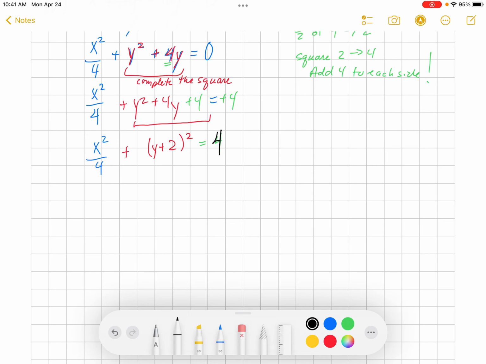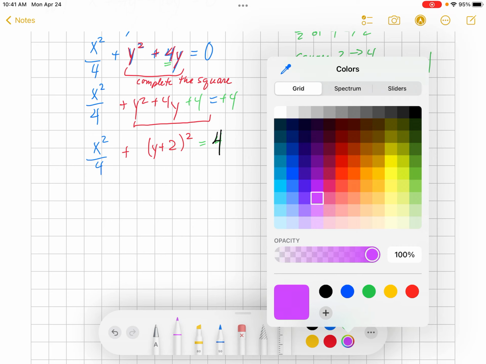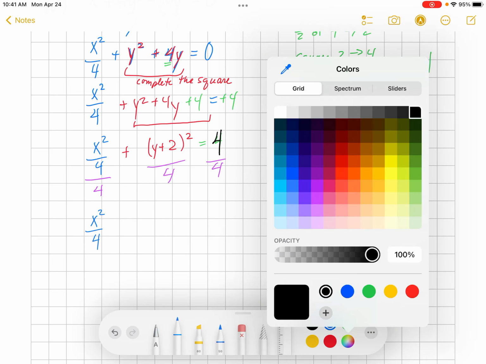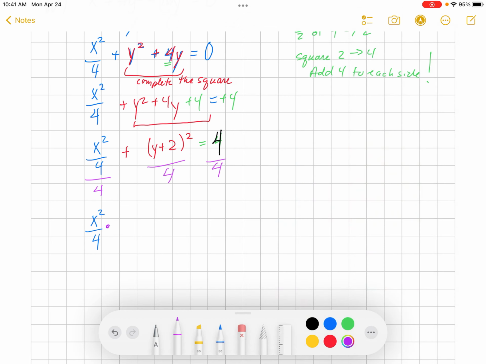Now, on my right-hand side, notice I have this 4. We want a 1 on that side. Anytime you're dealing with an ellipse, you want a 1 on that side. That means we're going to have to divide everything now by 4. So I divide by 4, I divide by 4, I divide by 4.